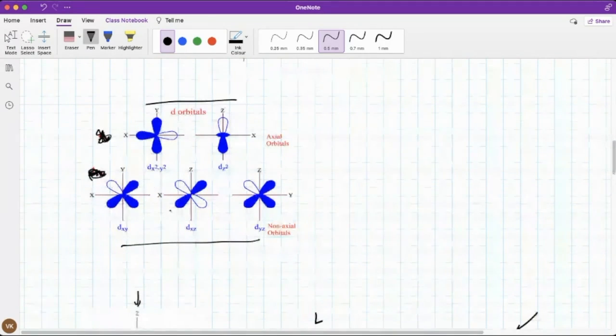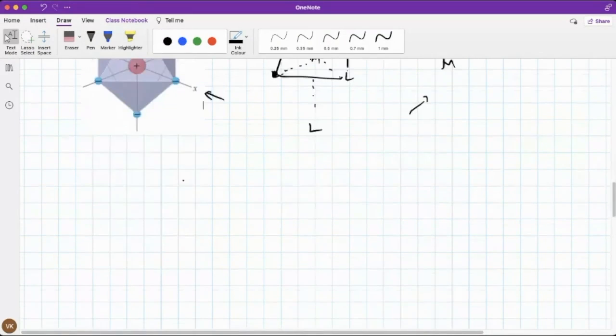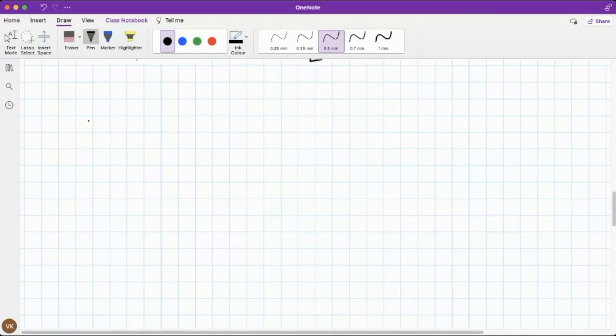So when there is a higher repulsion in these orbitals, what happens? An energy difference will occur. This will be at higher energy because of the repulsion, whereas this doesn't face that much repulsion and will be lower in energy. So what happens to the d orbitals? Let's draw that diagram. This is the energy. Let's say you have a free metal ion. You have 5 d orbitals in a degenerate state.